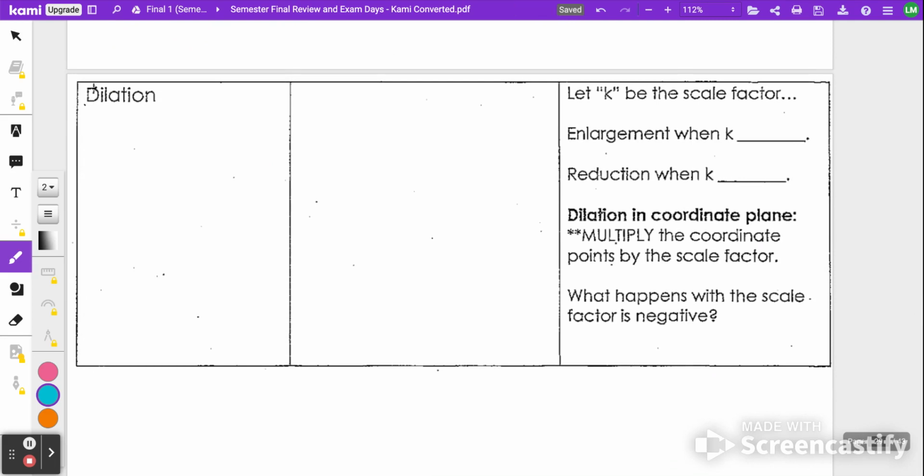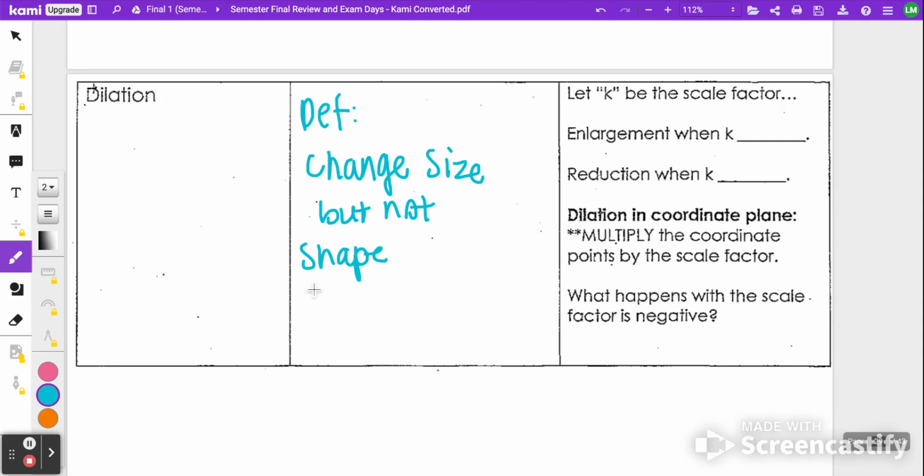The next part we're going to talk about is a dilation. The definition of a dilation is what you're supposed to put here. So that just is going to change the size, but not the shape. Okay, so it's still going to be kind of like similar figures when we do a dilation. Okay, so if k is equal to the scale factor, the enlargement will happen when k is greater than 1. A reduction will happen when k is less than 1. And a dilation in the coordinate plane, you're going to multiply the coordinate points by the scale factor. So if it was 1/2, you'd multiply everything by 1/2, or if it's 2, you multiply everything by 2.